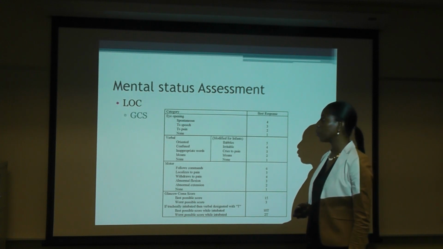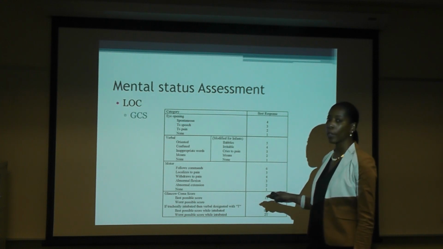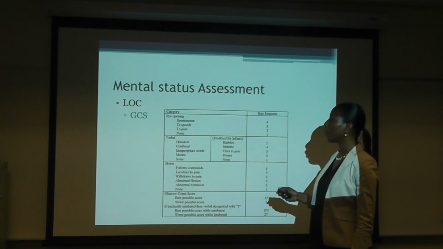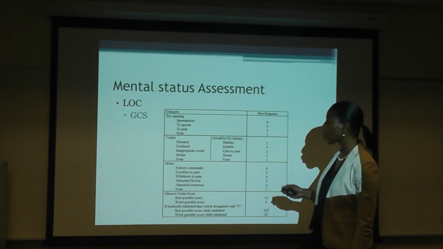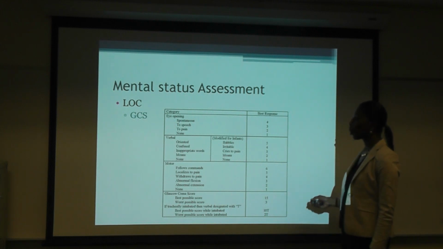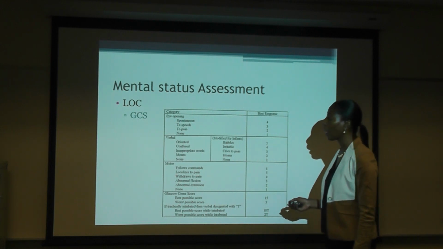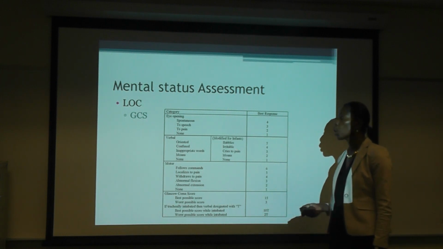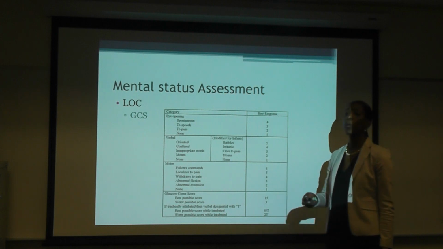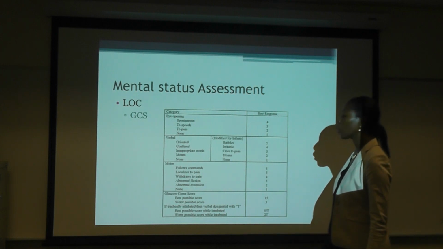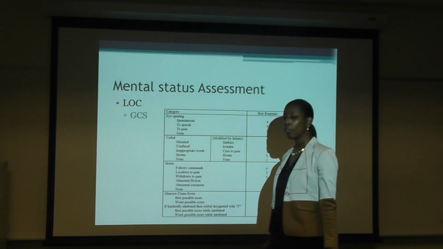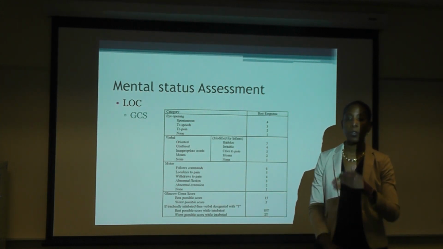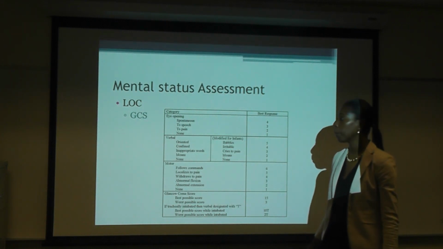Glasgow Coma Scale. We see this all the time in our patients. Very important for you to remember the Glasgow Coma Scale, because you're going to be tested on this. You're going to have a patient who comes in, who opens their eyes to pain or speech, who's confused and who only localizes to pain. And then you have to give the best possible score. Remember, 15 is the best score you can get. 3 is the worst score that you can get, okay?